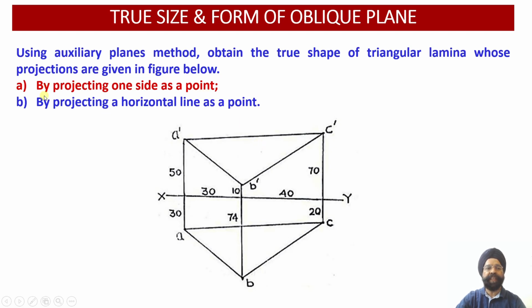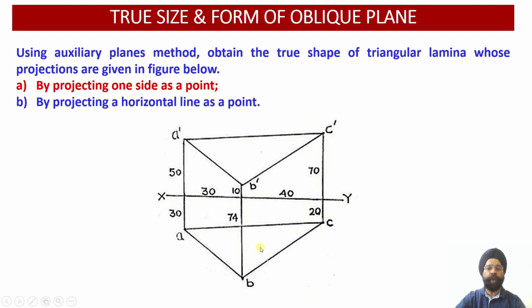The first method is by projecting one side as a point, and the second method is by projecting a horizontal line as a point. The second method is also called the shortcut method, because it requires one step less than the first method. But let us first understand how we work out the true shape of this oblique lamina.